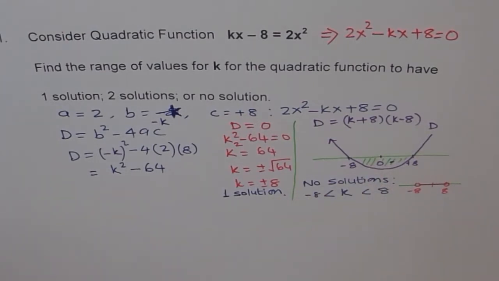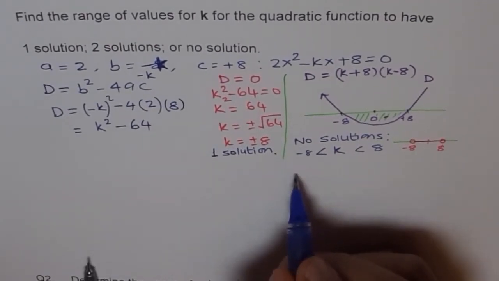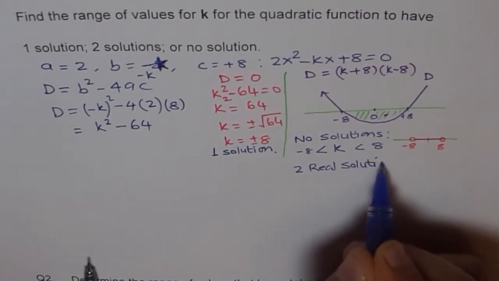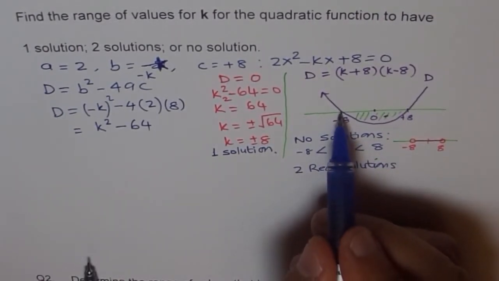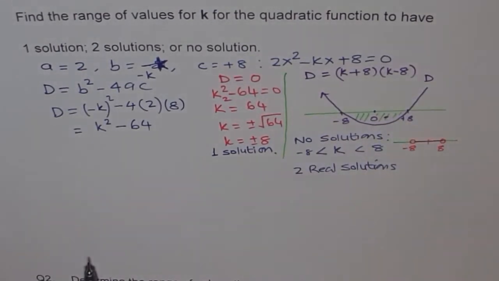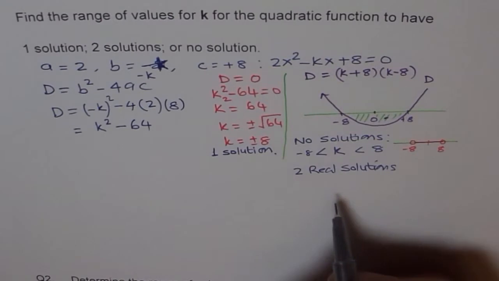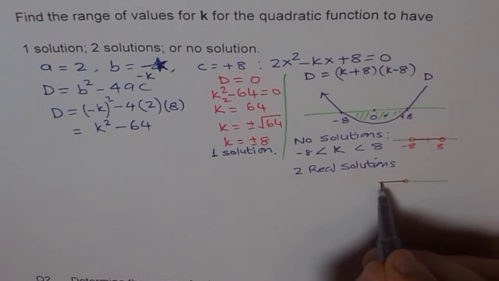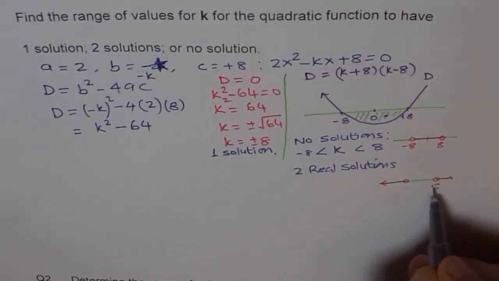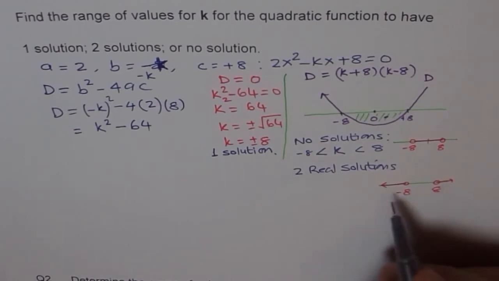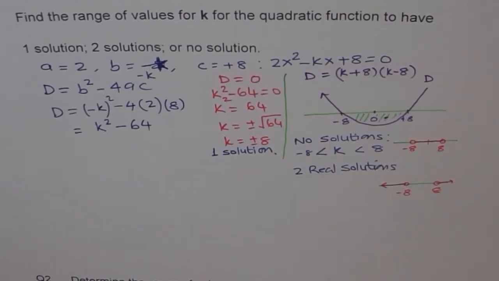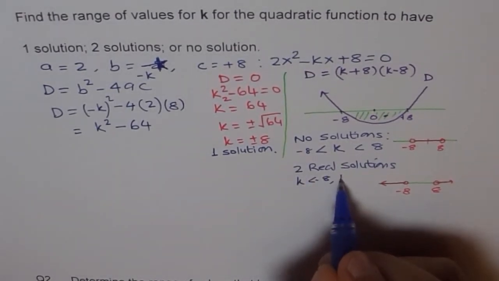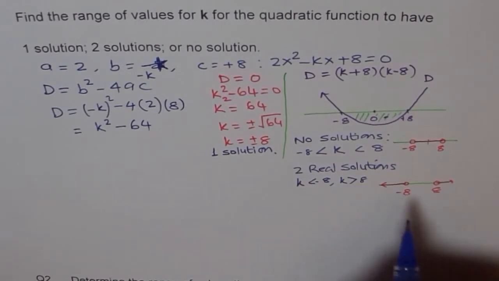let me just continue here under this if it makes more sense. So for two real solutions, what do we have? We have the region beyond this. Do you see that? We will have the same number line, if it makes sense to draw it again, but this side it is like this. Here it is 8 and this is -8, and that gives you two real solutions. Therefore we have two real solutions if k is less than -8 or if k is greater than 8. In this case we have two solutions.